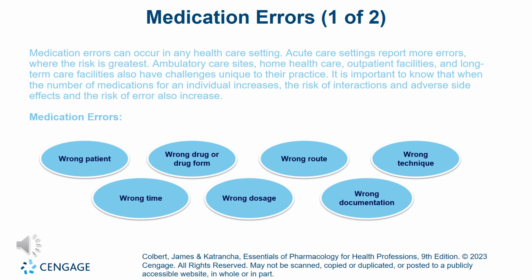Let's consider the following medication errors and how they can occur. Administering a drug to the wrong patient, administering the wrong drug or drug form, administering a drug via the wrong route, administering a drug using the wrong technique, administering a drug at the wrong time, administering the wrong dosage, and wrong documentation. Improperly documenting drug administration information on a patient's medical record.